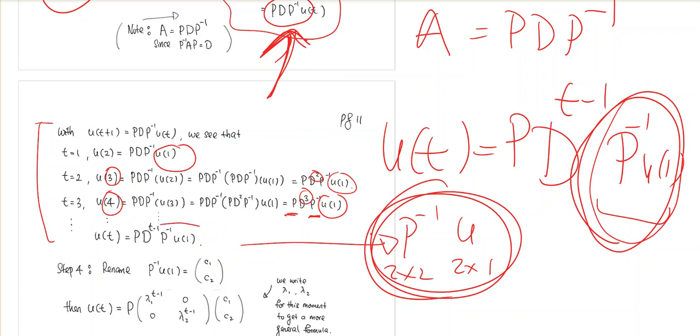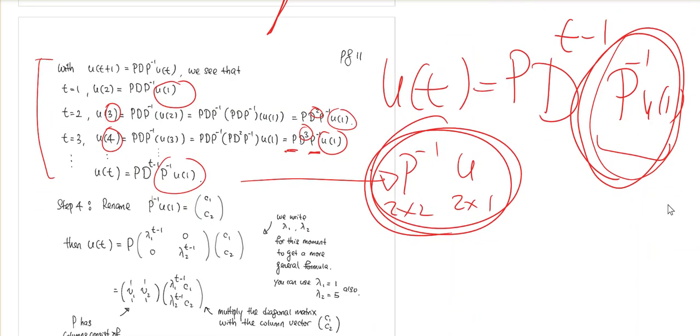This entire computation here is just a 2 by 1 column vector consisting of constants, fixed numbers. By the way, it's a fixed number, okay? Not a variable, a fixed number. So by renaming it, this part here will just be C1, C2.